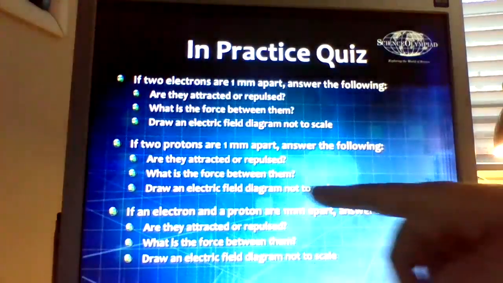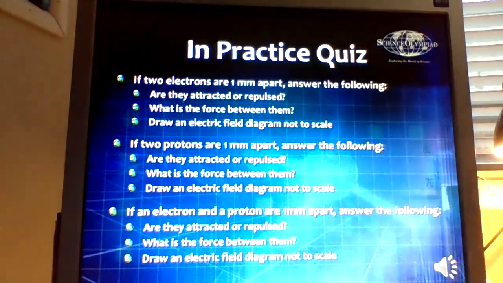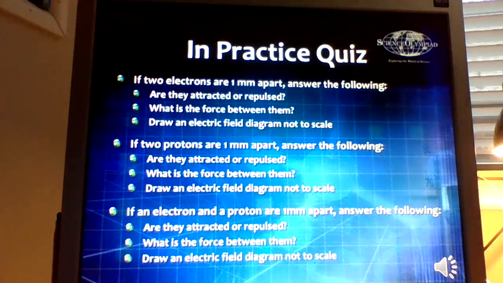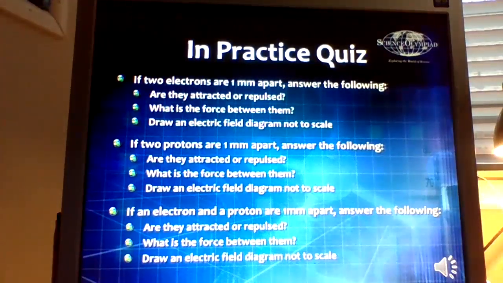If an electron and a proton are 1 millimeter apart, are they attracted or repulsed? They're going to be attracted. The force is the same, except now the force is pulling them together. And the electric field lines now actually go from one to the other.